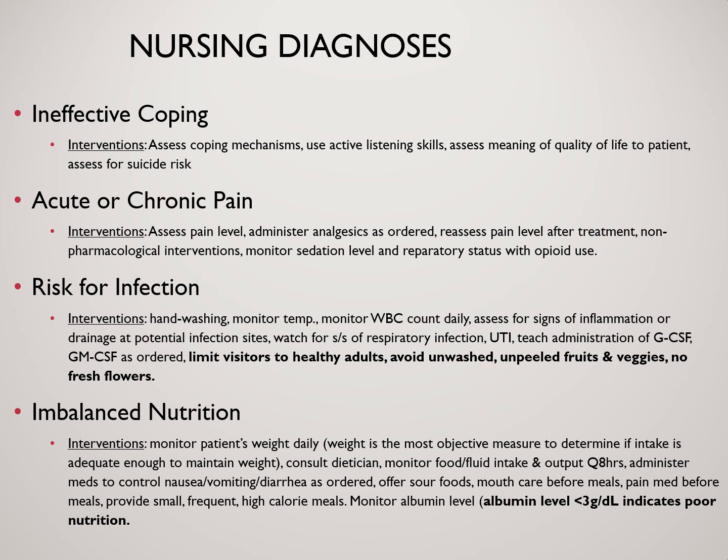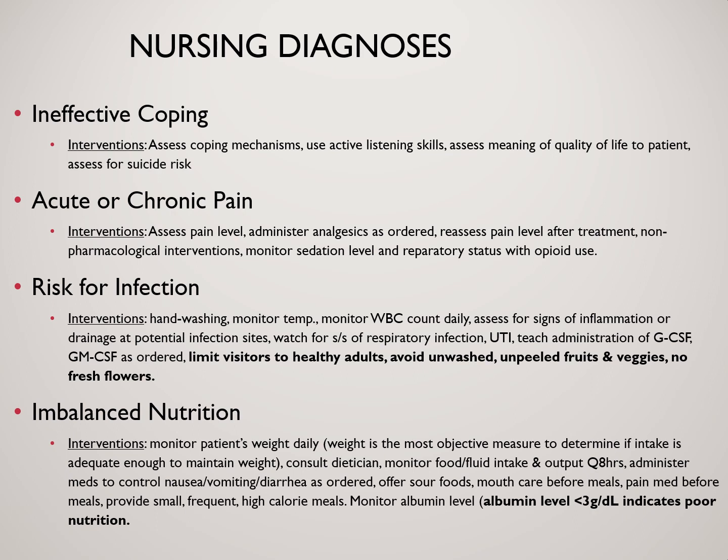Assess for signs of a UTI, like burning, pain, urgency, or blood in the urine. Teach the administration of their medications, your colony stimulating factor medications. They help the body produce more white blood cells. And the patient may need to administer it subcutaneously at home. So it's possible they may need to give those colony stimulating factors at home.